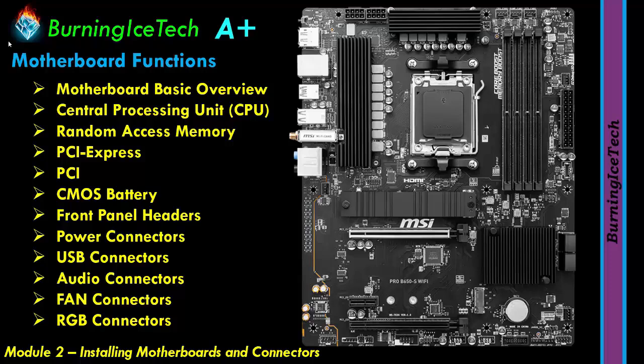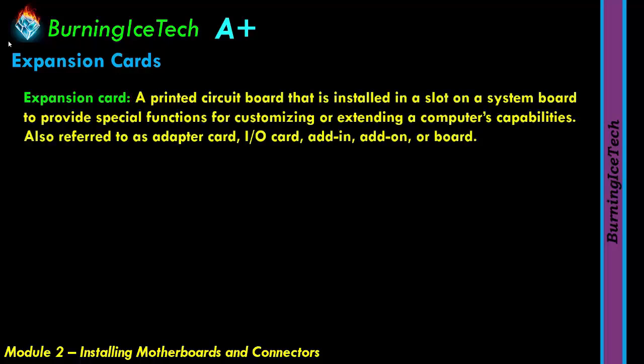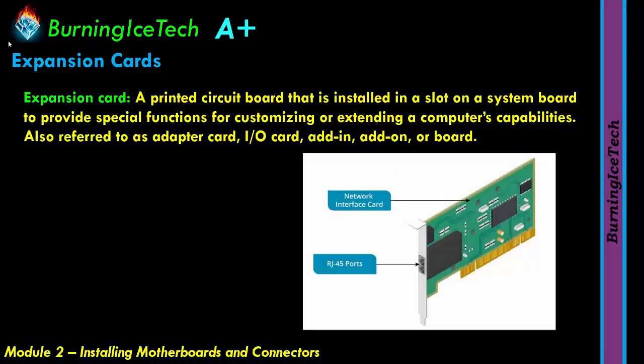Alright guys, and then as for the expansion cards, which I've mentioned quite a few times, that would be something like a modem, a sound card, a Wi-Fi card. More than likely you guys are not going to be using this, but an expansion card is a printed circuit board that is installed in a slot on a system board. This is normally your PCI slot, and it's to provide special functions for customizing or extending your computer's capabilities. This is also referred to as an adapter card, an I/O card, in other words, an input-output card, an add-in, an add-on, or just a board. But most of us will just call this an expansion card.